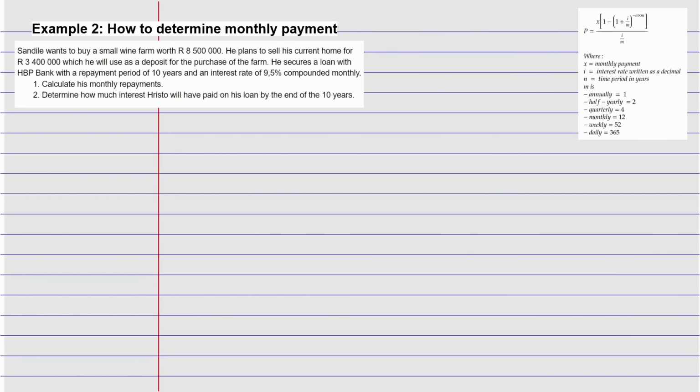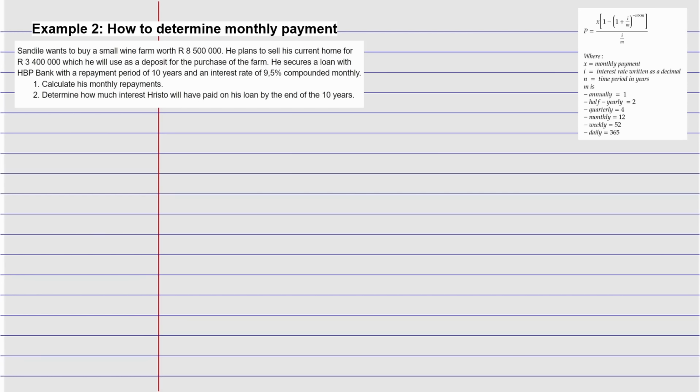So let's do example 2. It says Andilia wants to buy a small wine farm that is worth 8.5 million. He plans to sell his current house for 3.4 million, which he would use as a deposit for the purchase of the new farm. He secures a loan with HBP Bank with a repayment period of 10 years, and the interest for the loan is 9.5% compounded monthly.